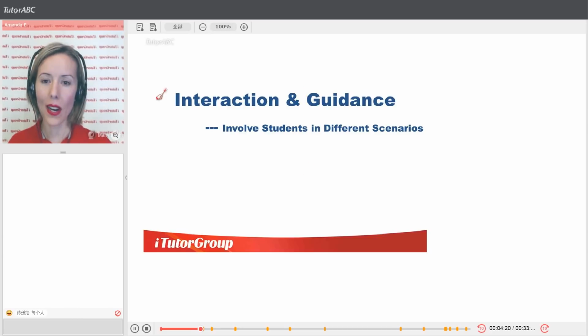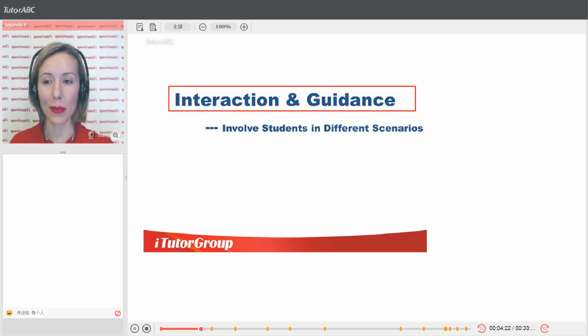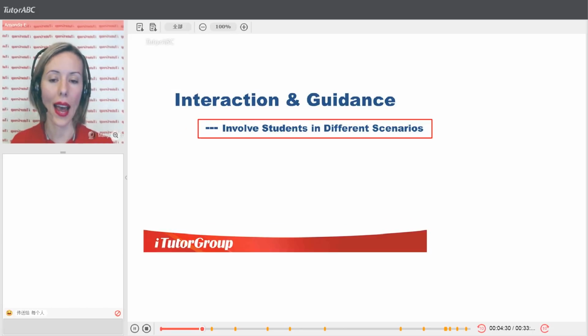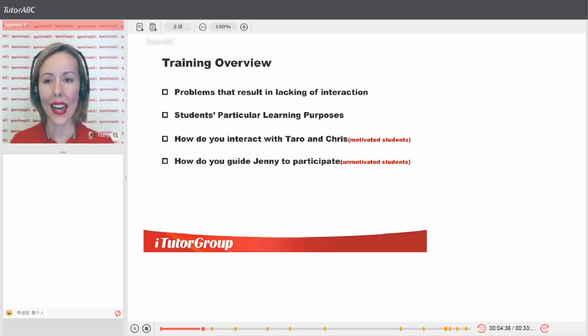Now, when we're talking about interaction and guidance, there are some scenarios that may be more difficult than others, depending on the student, depending on the material. So we'll talk about that a little bit, how to involve students in different scenarios. So let's get started. Let's see what our training will involve.